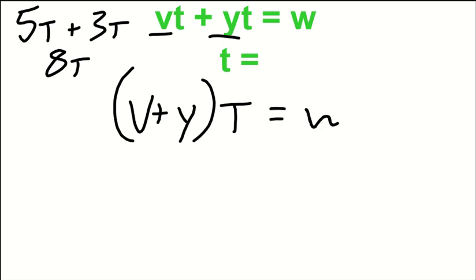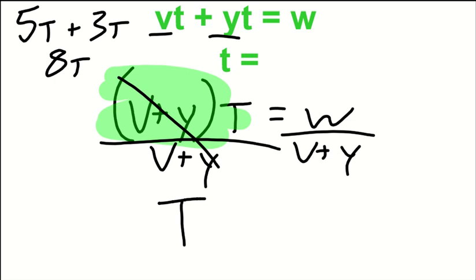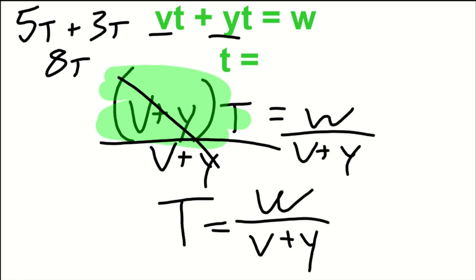That's going to equal w. Now, what type of math's going on right here? Multiplication. With the parentheses, we got multiplication always, so we're going to divide. We divide by our parentheses. So those cancel, so we'd have t equals w divided by v plus y. Any questions on that one?